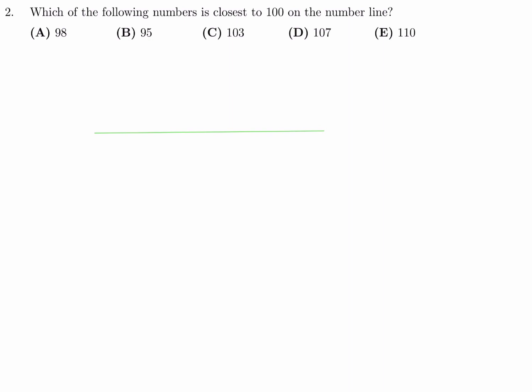Which of the following numbers is closest to 100 on the number line? If you have some number line and we have, let's say, 100 on it, and you were to write all these numbers that are in the answer choices, which one is closest? Well, I'll just write the two closest, 98 and 103, because the other ones are either less than 98 or greater than 103. 98 is within 2 of 100. 103 is within 3 of 100. So obviously the closest one to 100 is 98. So number 2, the answer is A.